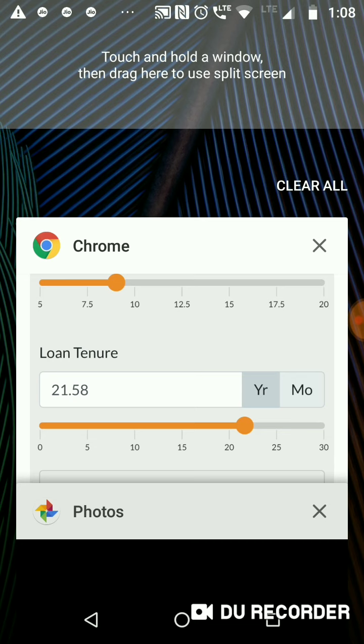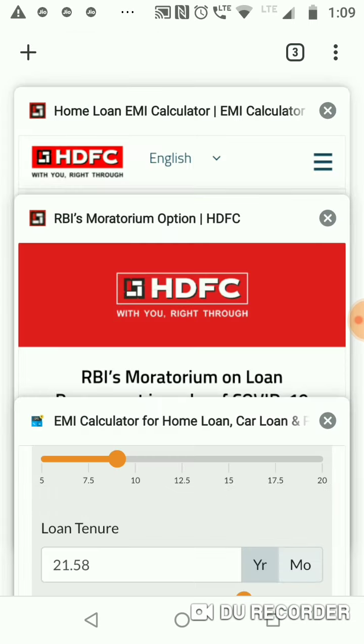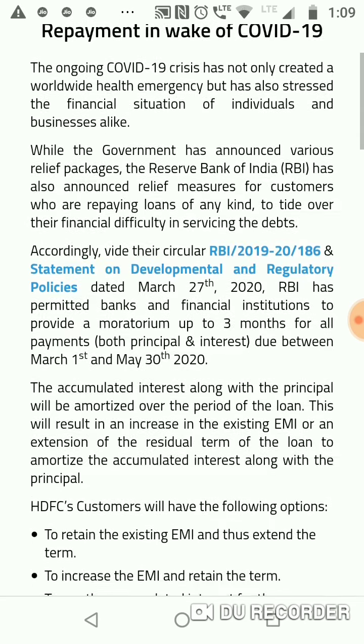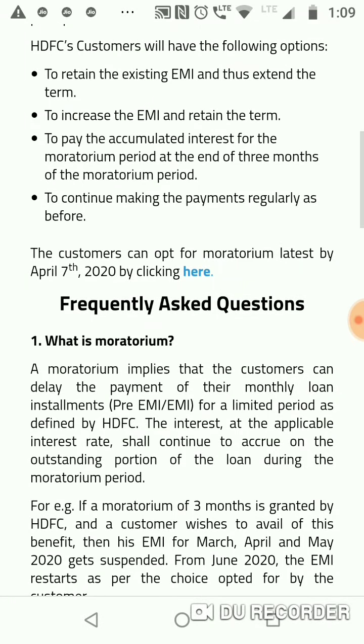And here one more thing I am going to show. For HDFC, what are the options they have given if you want to utilize this moratorium benefit? So RBI moratorium on loan repayment in wake of COVID-19, and they have given 4 options for the customers. You can see here 4 options. HDFC customers will have the following options: to retain the existing EMI and thus extend the term, to increase the EMI and retain the term, and to pay the accumulated interest for the moratorium period at the end of 3 months of the moratorium period, or to continue making the payments regularly as before.